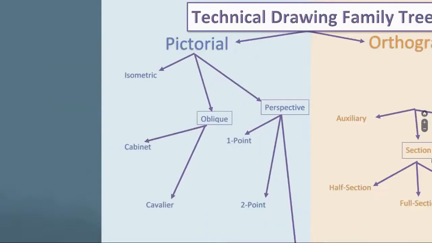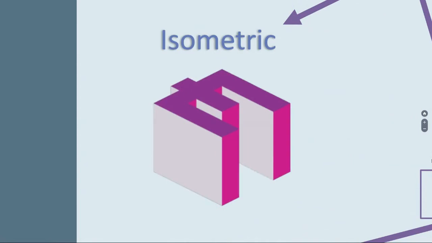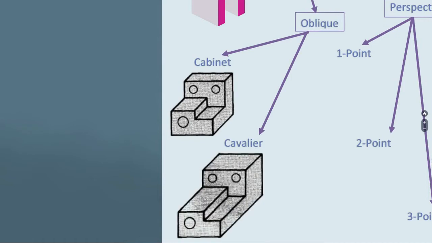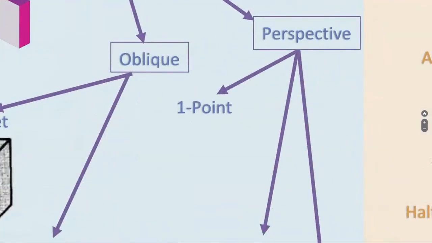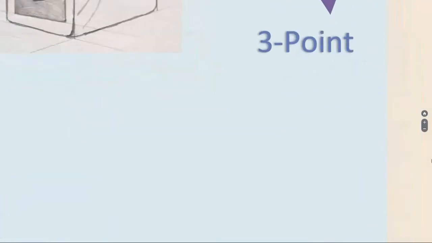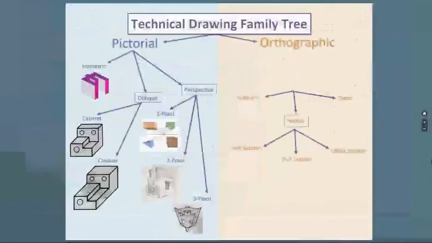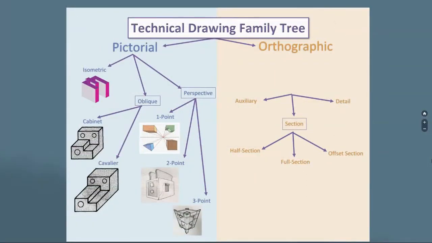These include drawings like isometrics, obliques, which may be drawn in cabinet or in cavalier, and perspectives, which may be drawn in 1-point, 2-point, or 3-point perspective. Each of these types of pictorial drawings has its own pros and cons. Depending on the project, you might select one over another. They're great for communicating the concept behind a design, but are not always the best for communicating technical details needed for constructing the design. For that, we usually use orthographic drawings.